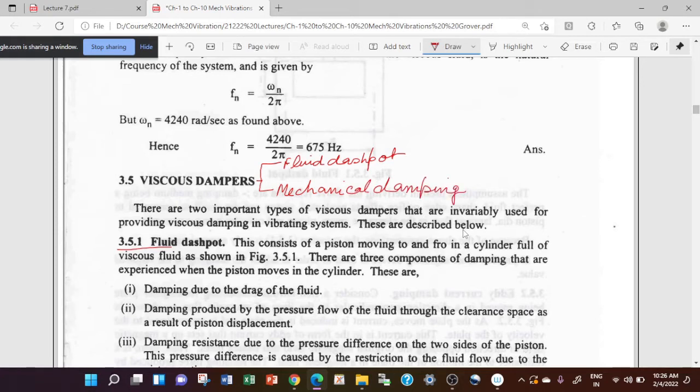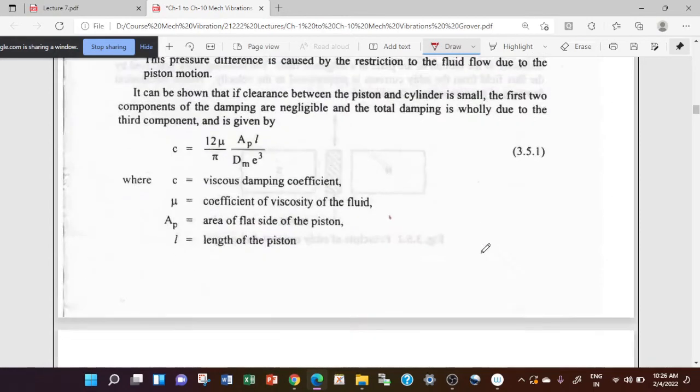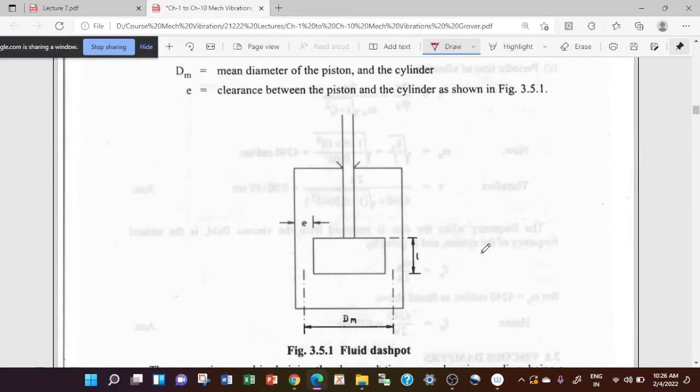So in the fluid dashpot, we are having a cylinder. This is your cylinder and piston arrangement. Then the clearance between the piston and the cylinder is small, e. Length of the piston is L, and mean diameter of the piston and cylinder is dm.